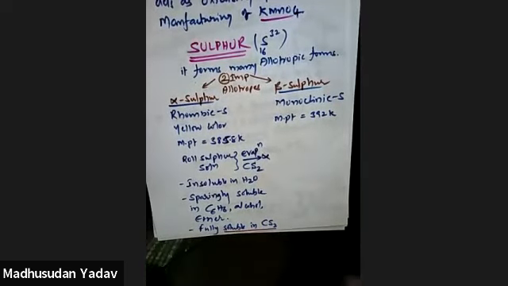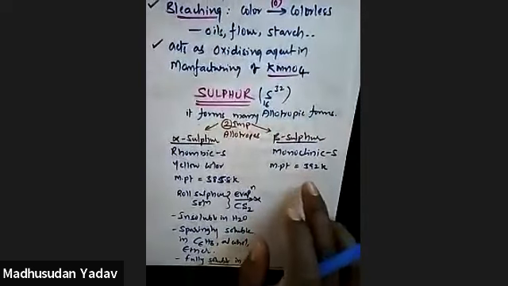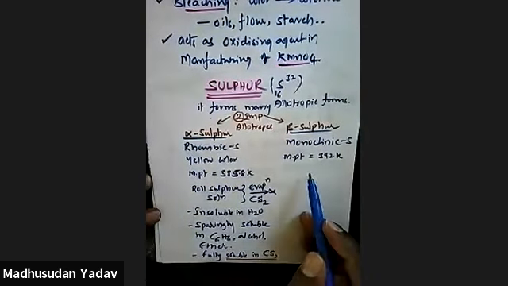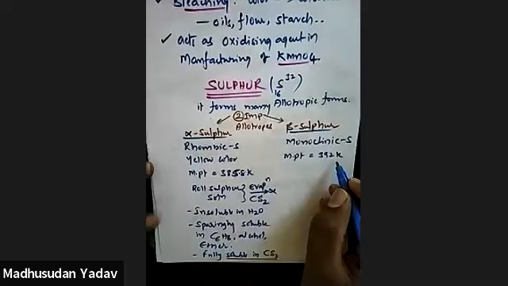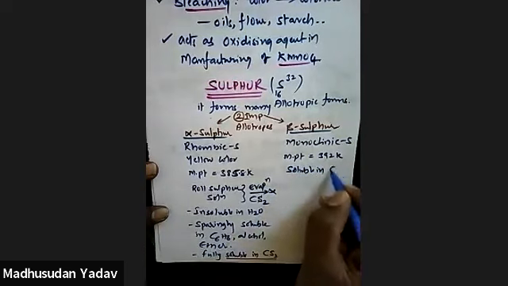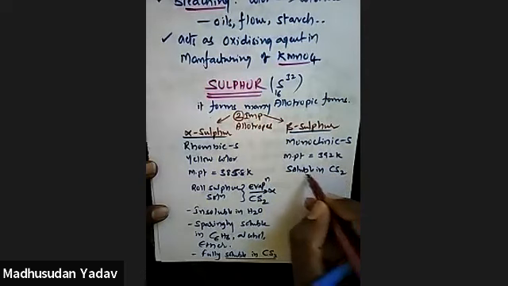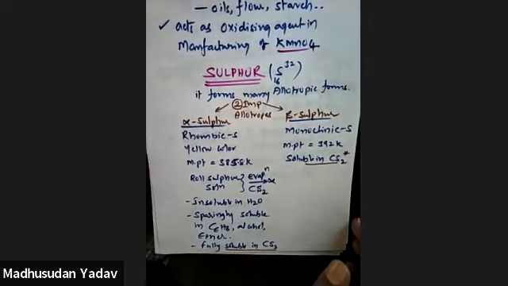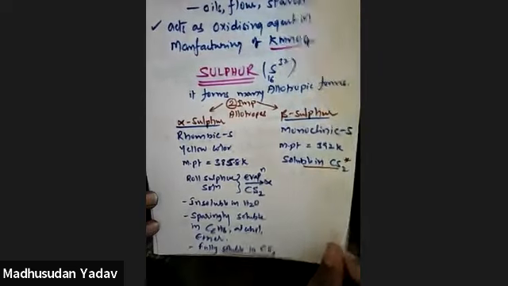Next, we'll move to beta sulfur. It is also called monoclinic sulfur. Its properties I am discussing. Its melting point is 392 and it is also soluble in carbon disulfide. These points are important. Solubility is important.